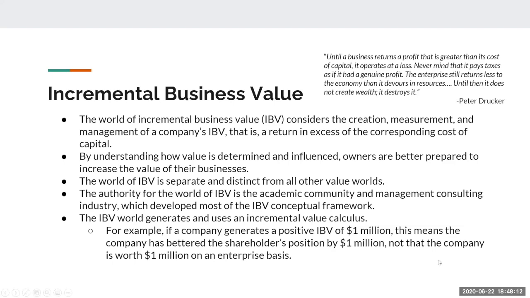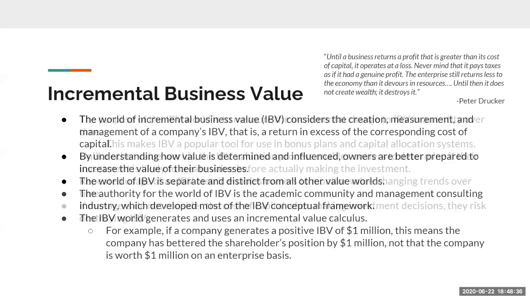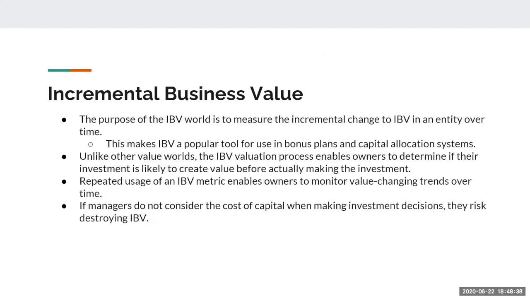And then the IBV world generates and uses an incremental value calculus. So I like the example that the text provided here, where for instance, if a company generates a positive IBV of $1 million, then this means that the company has bettered the shareholders' position by $1 million, not necessarily that the company is worth $1 million on an enterprise basis. So next slide, please. Awesome.